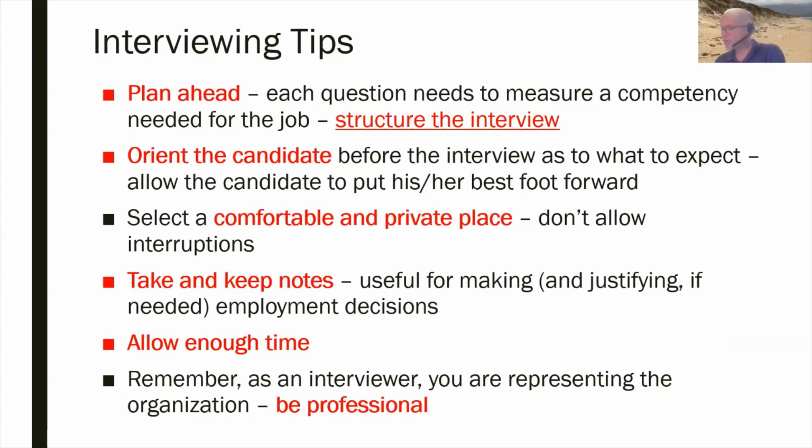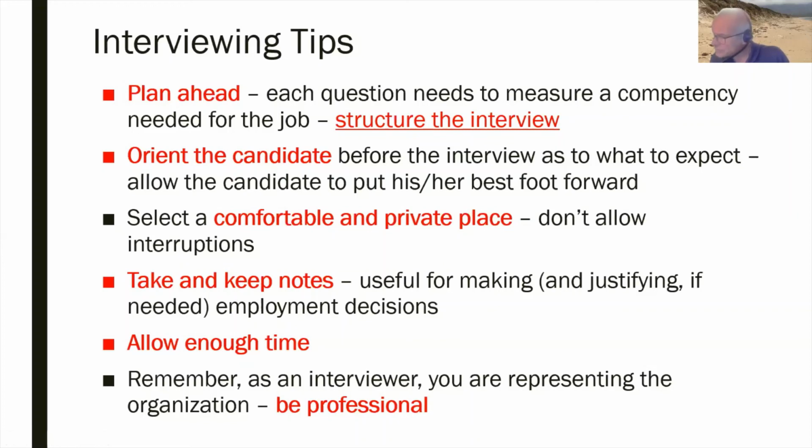Couple interviewing tips then here. Obviously plan ahead. Each question needs to measure a competency needed for the job. So structure the interview.